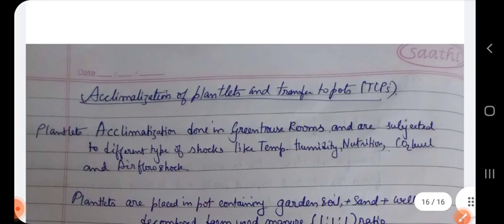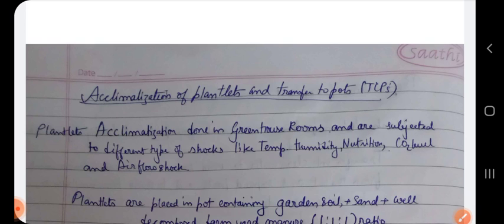Then after the culture of the tubes, when we see enough growth of the plant has occurred, we have to acclimatize those plantlets into pots, because at the end the main objective is that we have to prepare many plants in a greenhouse. Okay, now this plantlet acclimatization is done in a greenhouse room.